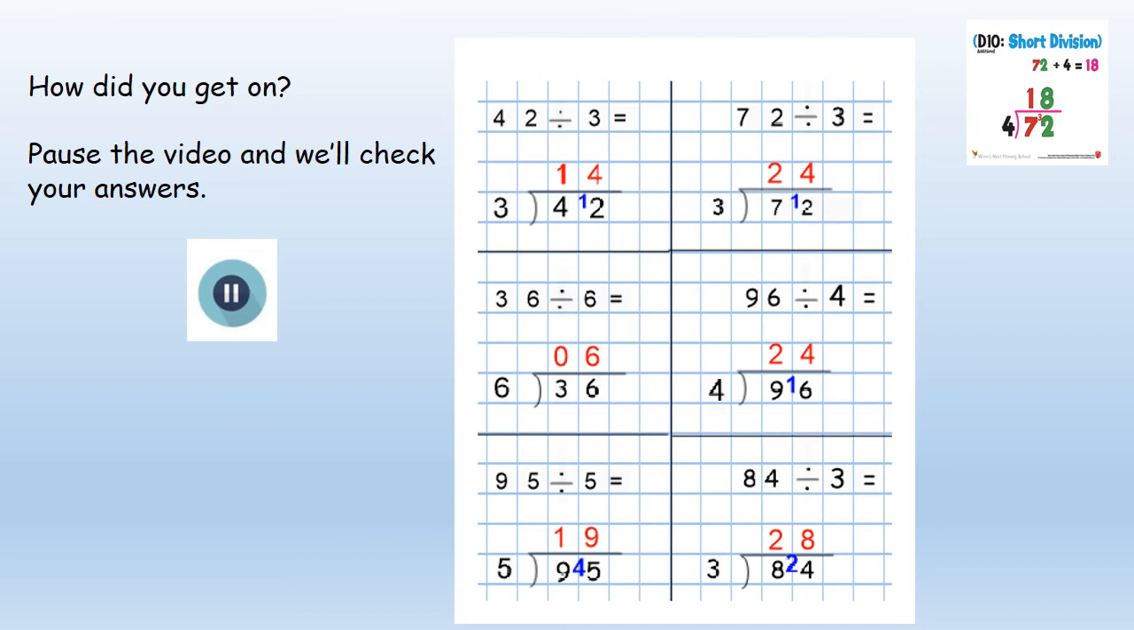Did you spot the second one? Do you really need to write that 0 before the 6? You don't, do you? 36 divided by 6 equals 6. I just jotted it down to remind you that you can't actually fit 6 into 3. Okay, how did you get on?